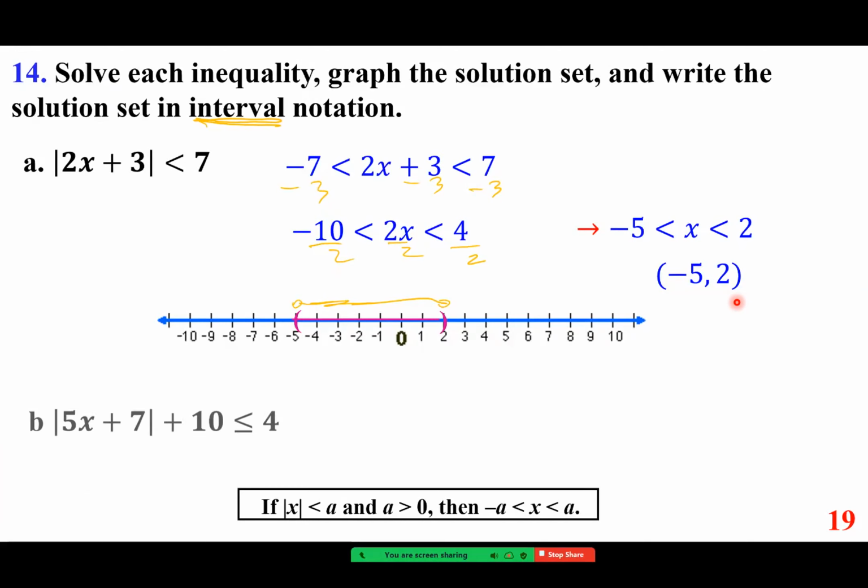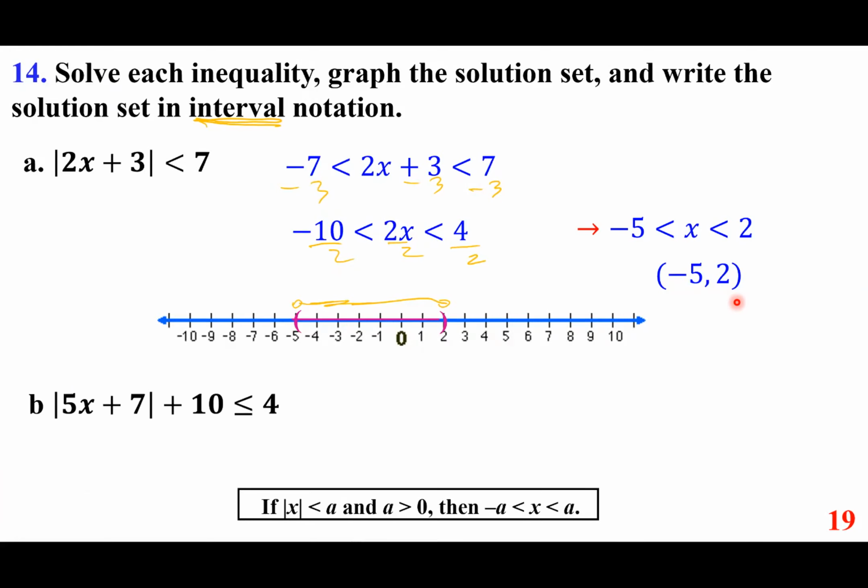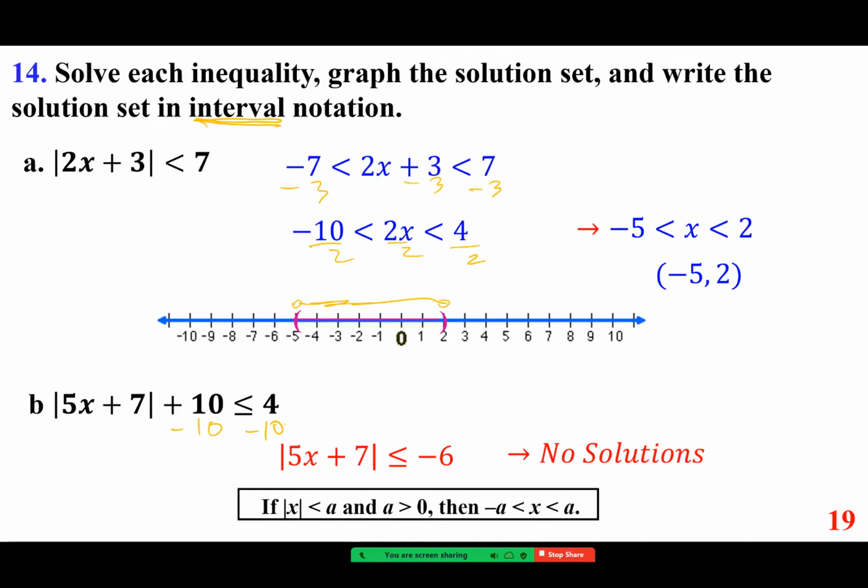All right, what about this one? Remember, anytime you have an absolute value, equality or inequality makes no difference. The first step is isolation, so move the 10. Let's subtract 10 from both sides. And what happens when an absolute value is less than a negative number? There is no solution. Because this is negative, there is no solution.